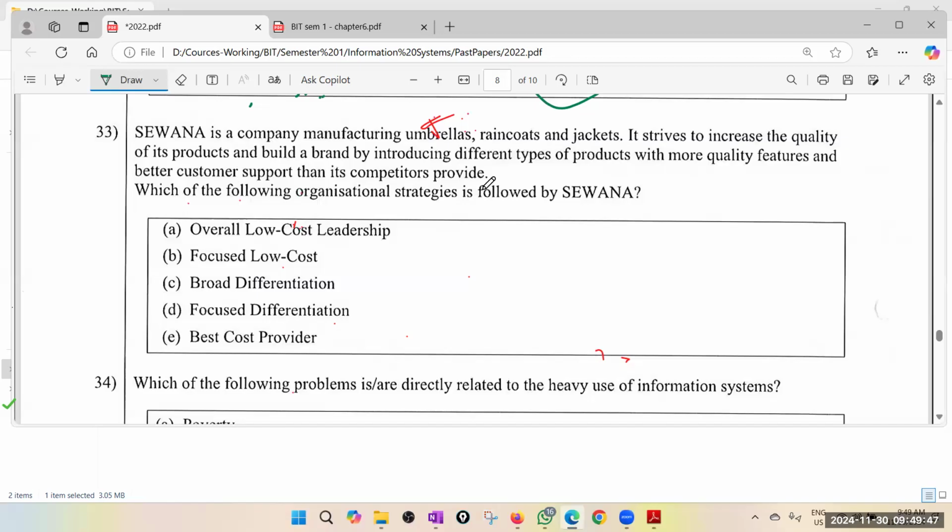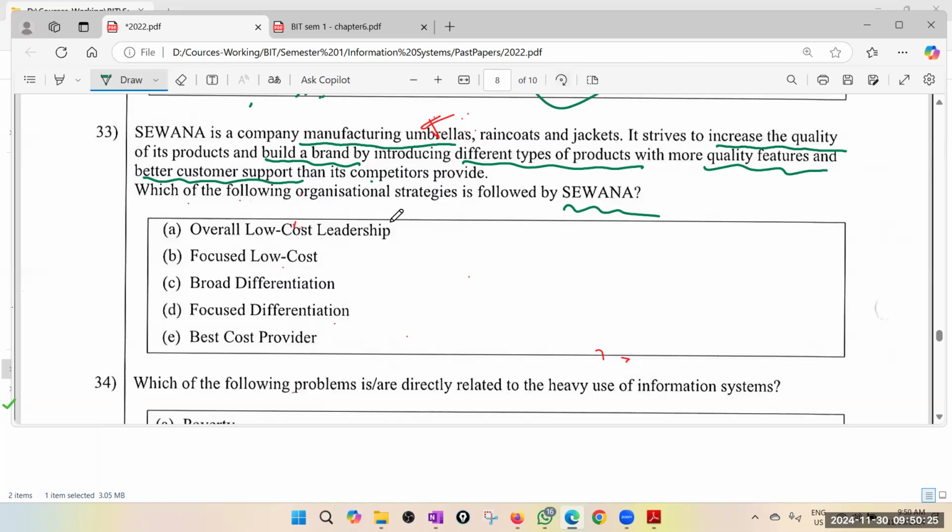Mark it, they're manufacturing umbrella, raincoats and jackets. It strives to increase the quality of its production and build brand by introducing different types of products with more quality features, product differentiation, quality leadership, and better customer support than its competitors provide. Which of the following organizational strategies is followed by Seven?